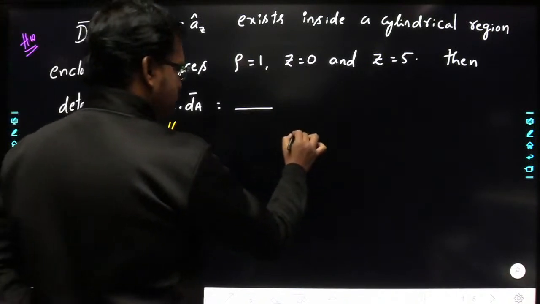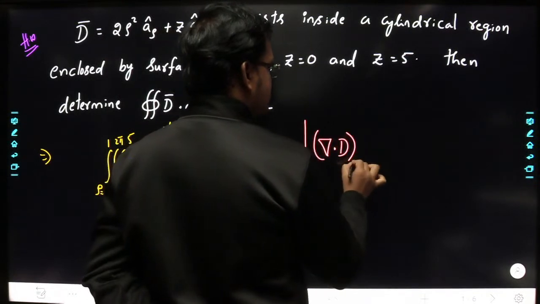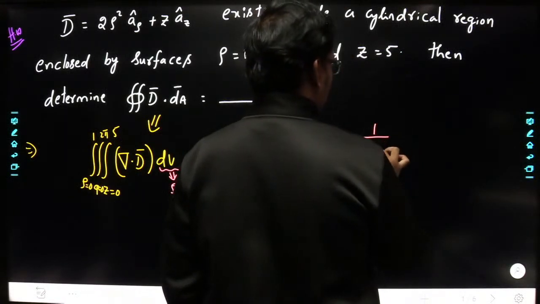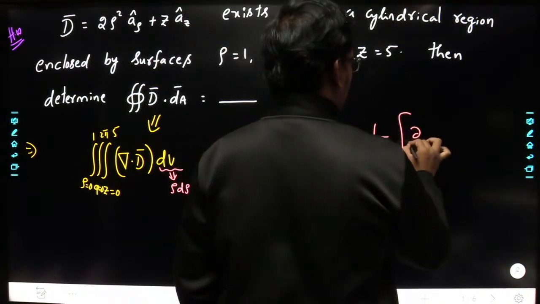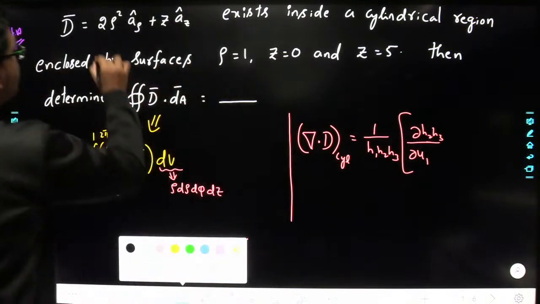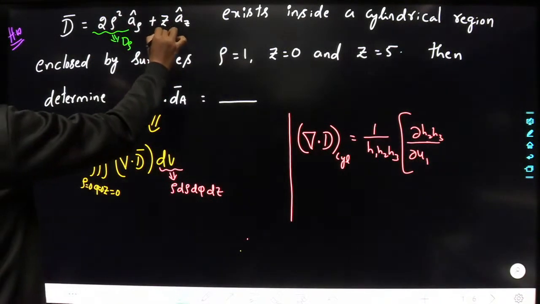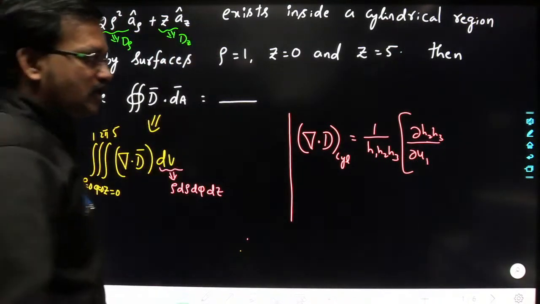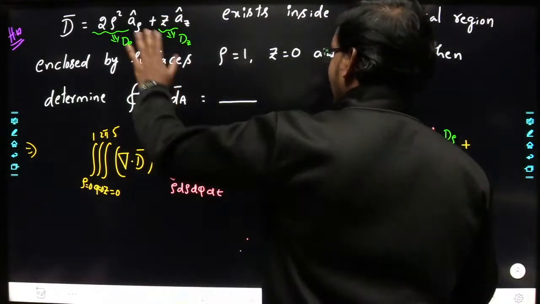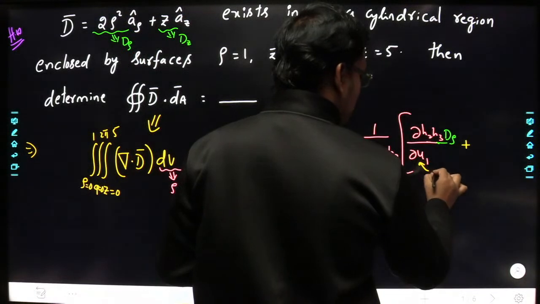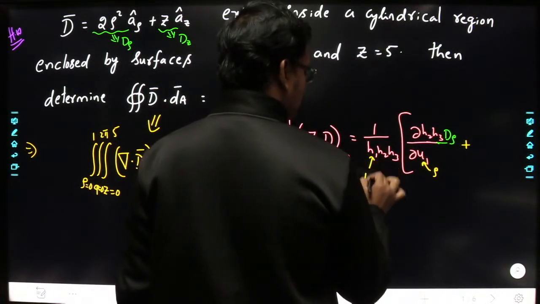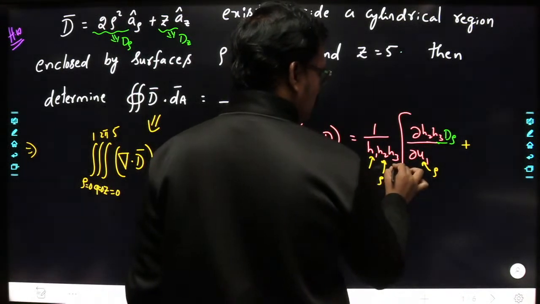Now you have to determine this divergence of D in cylindrical coordinate system. How to express divergence in cylindrical coordinate system? That is 1 by h1 h2 h3 into dou by dou u1 of h2 h3 times the first component, that is the rho component D rho, and the z component is Dz. It is not going to have any phi component here. Here u1 is nothing but rho, and in cylindrical coordinate system h1 is 1, h2 is rho, and h3 is also 1.